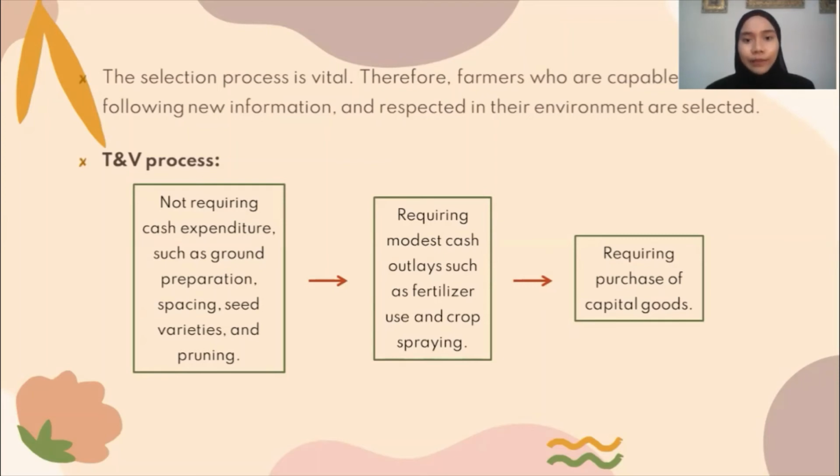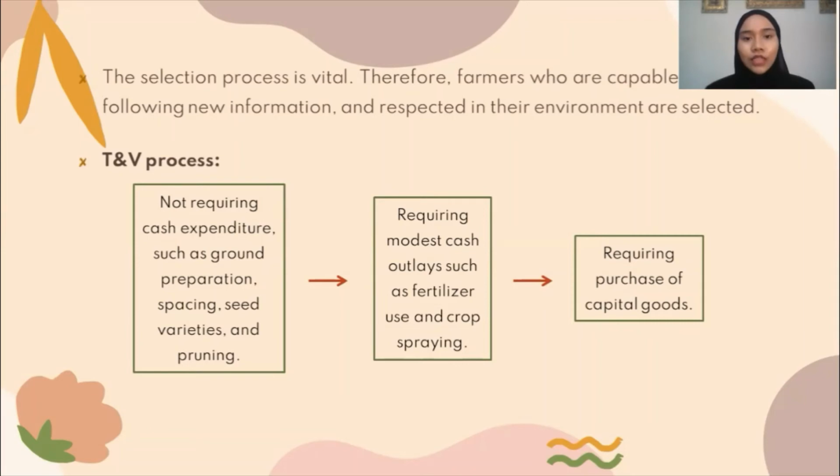The training process builds step by step, where simpler messages are imparted in early stages and more complex messages later in the program. After the farmers saw the results and believed in the new TNB program, another model that required more funding was introduced, which means requiring modest cash outlays such as fertilizer use and crop spraying. In a later stage, measures requiring purchase of capital goods may be introduced.